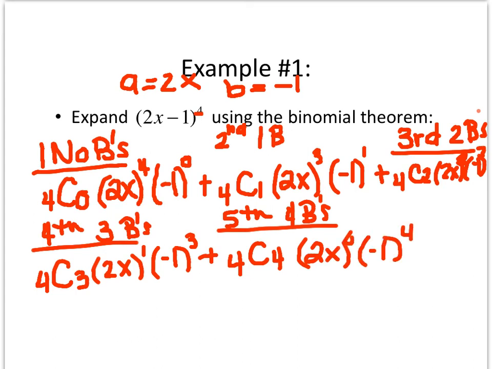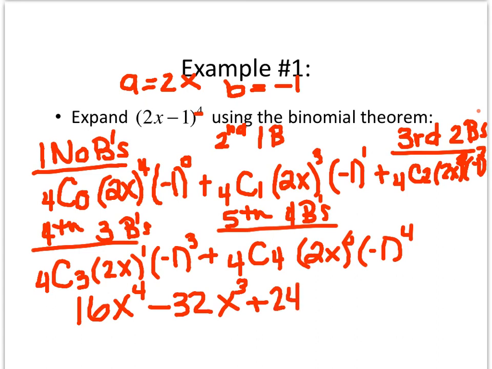Now if I were to do out all this math, which I don't have that much room, I'm just going to give you the answer, and hopefully you could go through, use your calculator, and find the answer for this, and you can compare. You should have 16x to the 4th minus 32x to the 3rd plus 24x squared minus 12x plus 1.